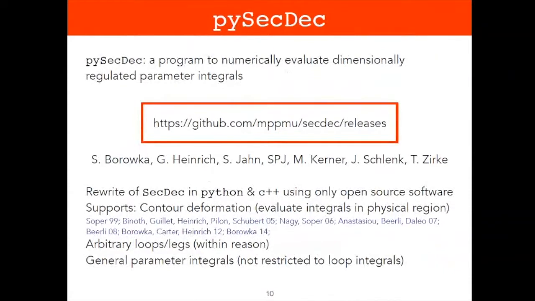So HiSecDef is a program to numerically evaluate these dimensionally regulated parameter integrals. It's publicly available. You can go to GitHub and get it right now and try it out and tell me that it fails on your laptop, and I'll try to fix it, but hopefully it will work. It's a complete rewrite of SecDef, its predecessor, and it's written in Python and C++ using only open source software. It also supports, for example, contour deformation, which allows you to evaluate integrals in the physical region, arbitrary loops and legs within reason. You pay for this with computation time, and also general parameter integrals, so it's not just restricted to loop integrals.